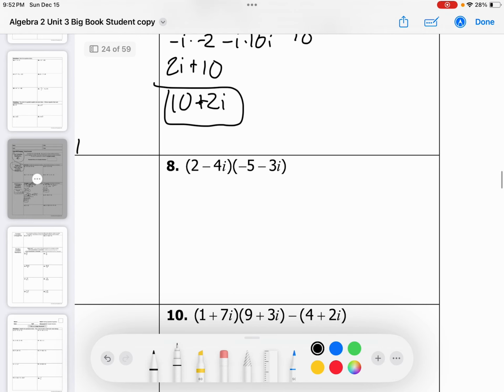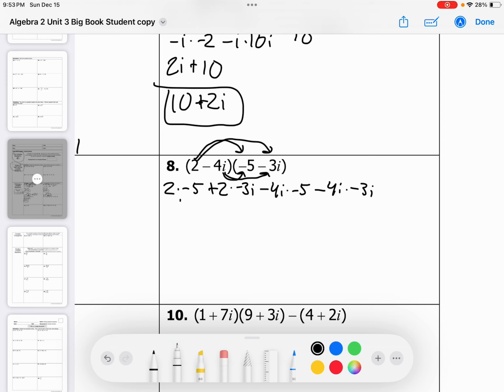On to number 8, we have two things to distribute. We're going to distribute 2 to the negative 5, so 2 times negative 5, and to the negative 3i, so plus 2 times negative 3i. Then I'm going to distribute this minus 4i to the negative 5, so minus 4i times negative 5, and minus 4i times negative 3i.